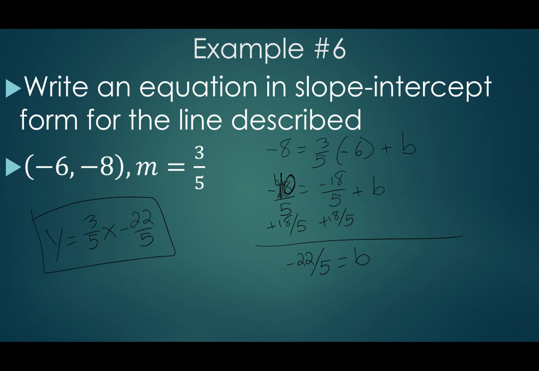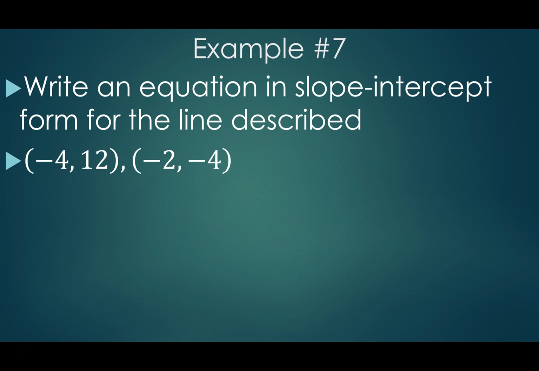Again, plugging into y equals mx plus b, and then rearranging that equation to solve for b so we can actually write the particular equation we want. If we're given the 2 points and not given the slope, we find the slope first. So y minus y over x minus x.